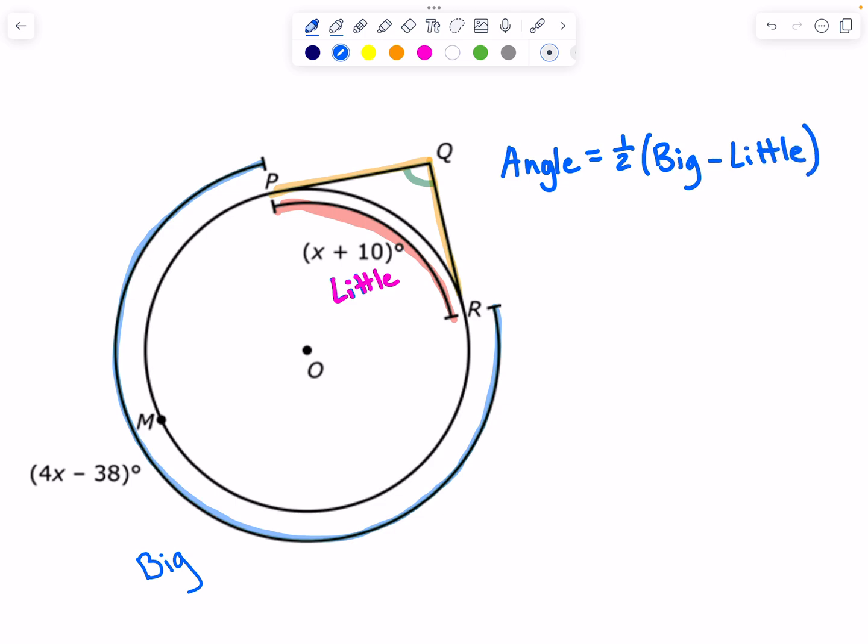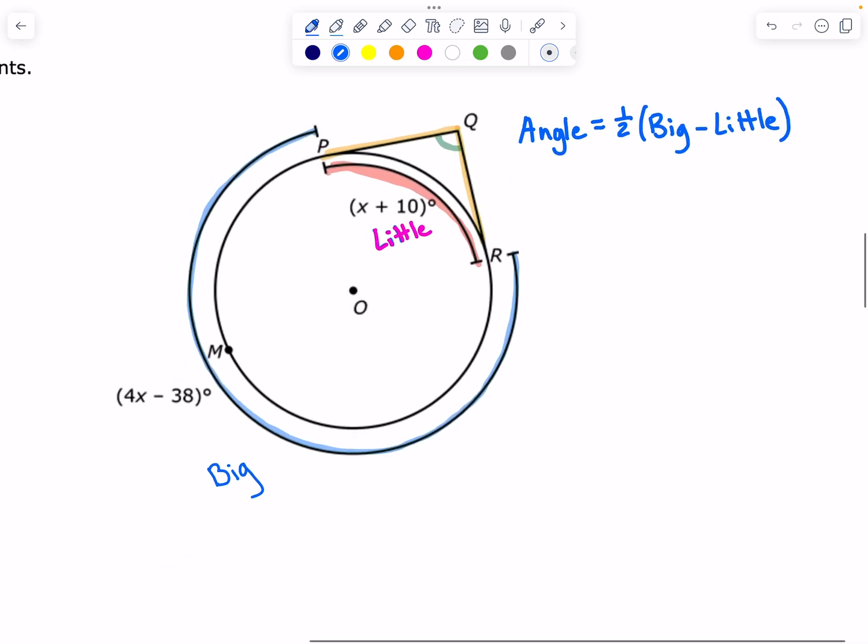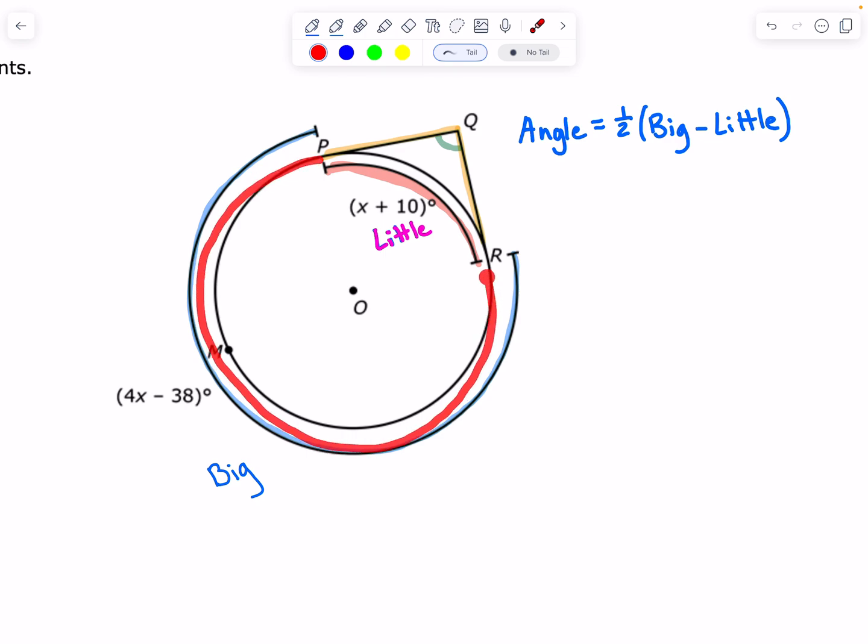Now, they've given us the big arc is 4x minus 38, and the little arc is x plus 10. So we don't know what they are yet, but we can figure them out because we know that those 2 combined would add up to the whole circle, which is 360 degrees. So let's just do a little work to figure out what x is.